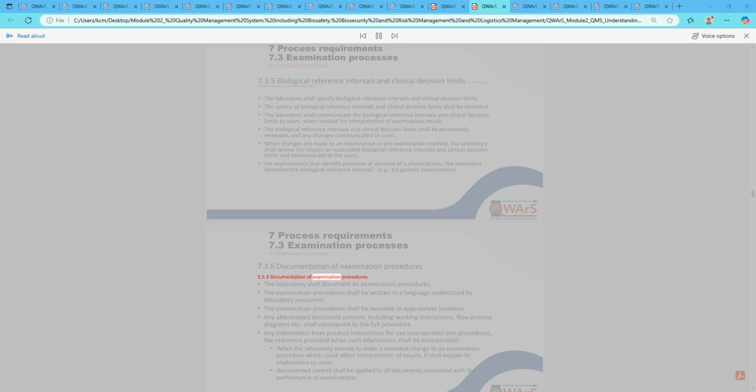5.5.3 Documentation of examination procedures. The laboratory shall document its examination procedures. The examination procedures shall be written in a language understood by laboratory personnel. The examination procedures shall be available in appropriate locations. Any abbreviated document content, including working instructions, flow process diagrams, etc., shall correspond to the full procedure.